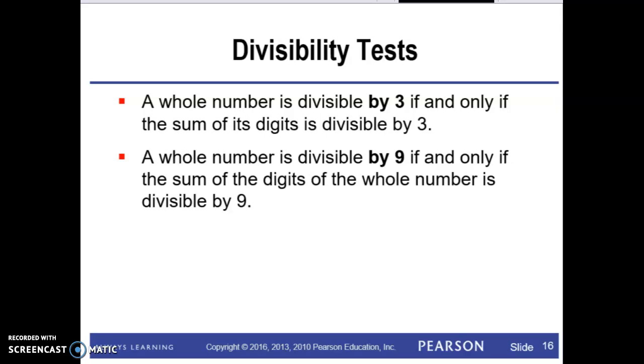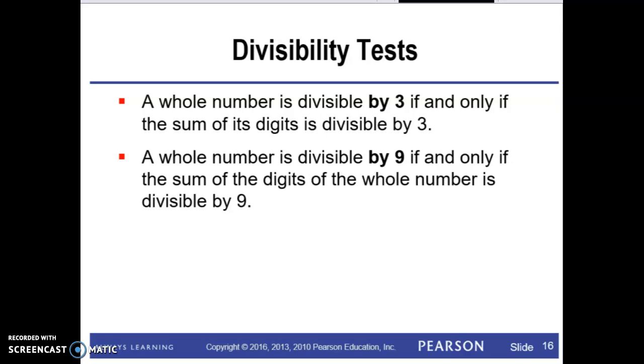A whole number is divisible by 3 if and only if the sum of its digits is divisible by 3. So if you think back to when we did the divisibility rules for 2 and 4 and 8, we did not necessarily look at the whole number, we just looked at the last 1 digit or 2 digits or 3 digits. But for 3, we have to consider the entire number. We have to add all the digits.